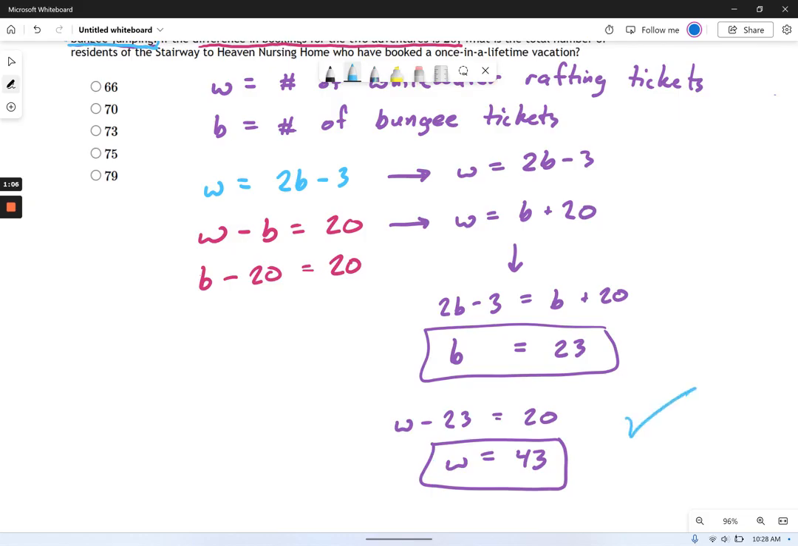So this looks good. And if I were to say, what's the total answer, right? Remember, it's not 23, it's not 43. The answer that I'm looking for is B plus W. Okay, so I want to know what is that sum? And that would turn out to be 66 in this case.